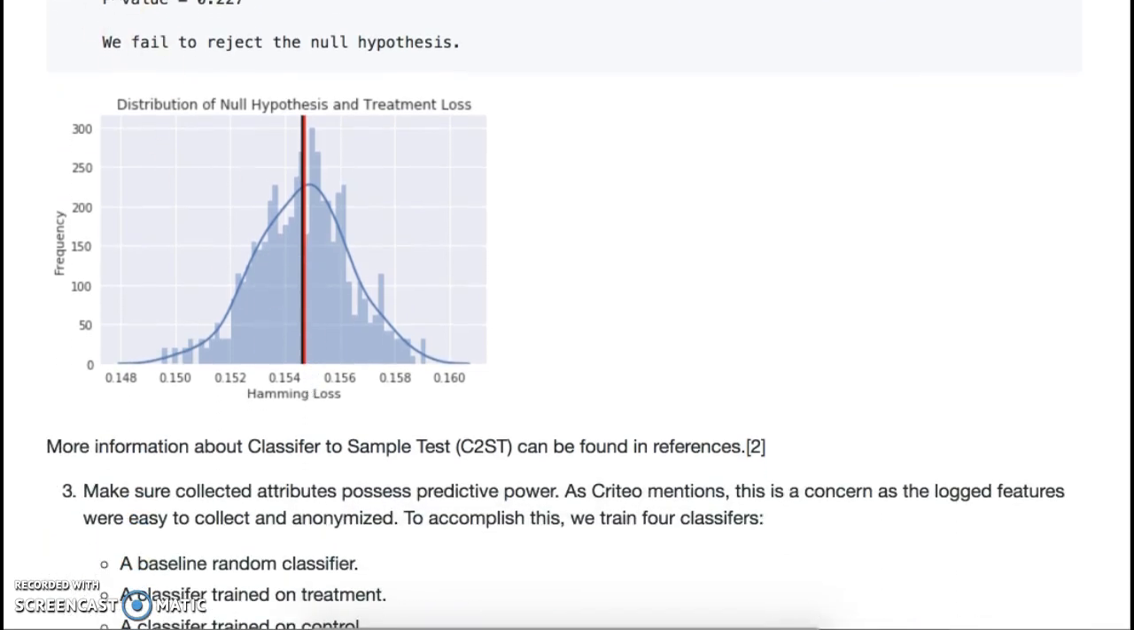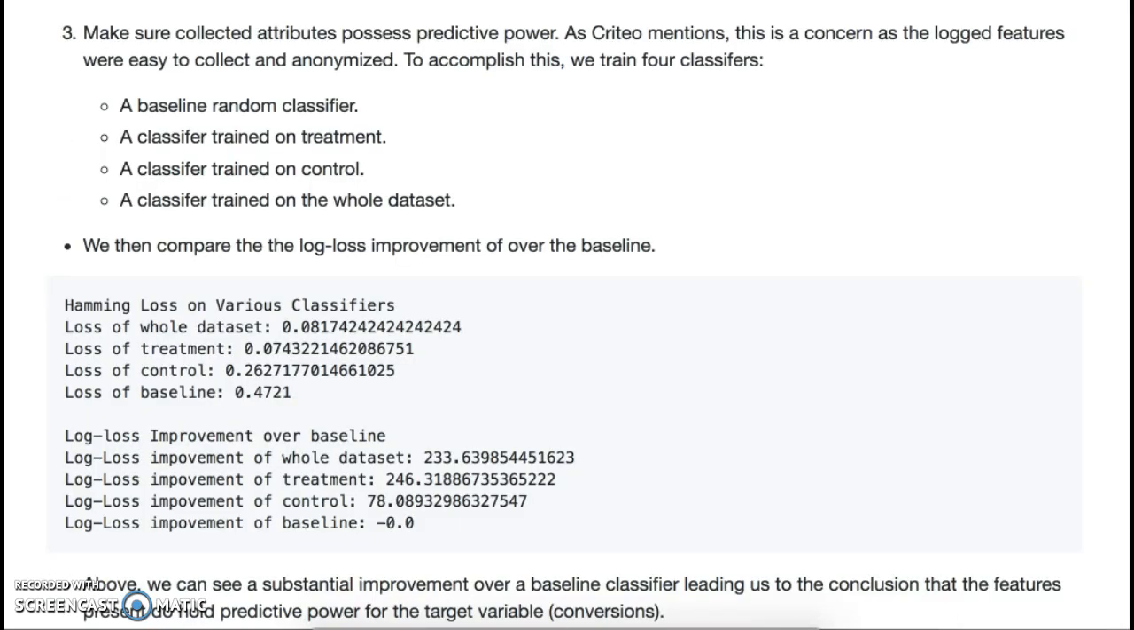Moving forward. Finally, we want to make sure that the features we collected do actually hold predictive power. This is very important because, as Criteo mentions in their paper, they have anonymized these features, so we don't actually know what they mean, number one. And number two, they projected these features into a different space. So we can't even make a guess about what they mean because they're not represented. The distribution that they now hold is not the same as it was originally.